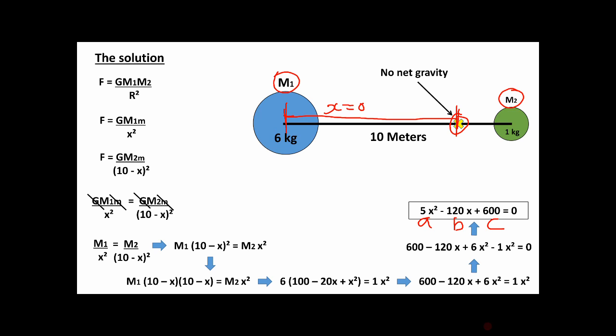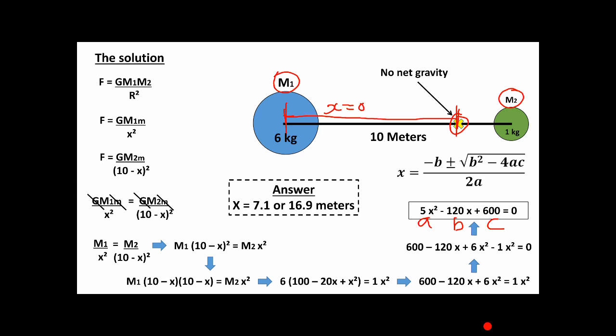So for those that have forgotten the quadratic formula, here it is. For those that do not understand that, I advise you look up quadratic formulas and equations. So if we plug in our equation into that, we end up with two answers, like always with a quadratic, and the answers will be x equals 7.1 or 16.9.